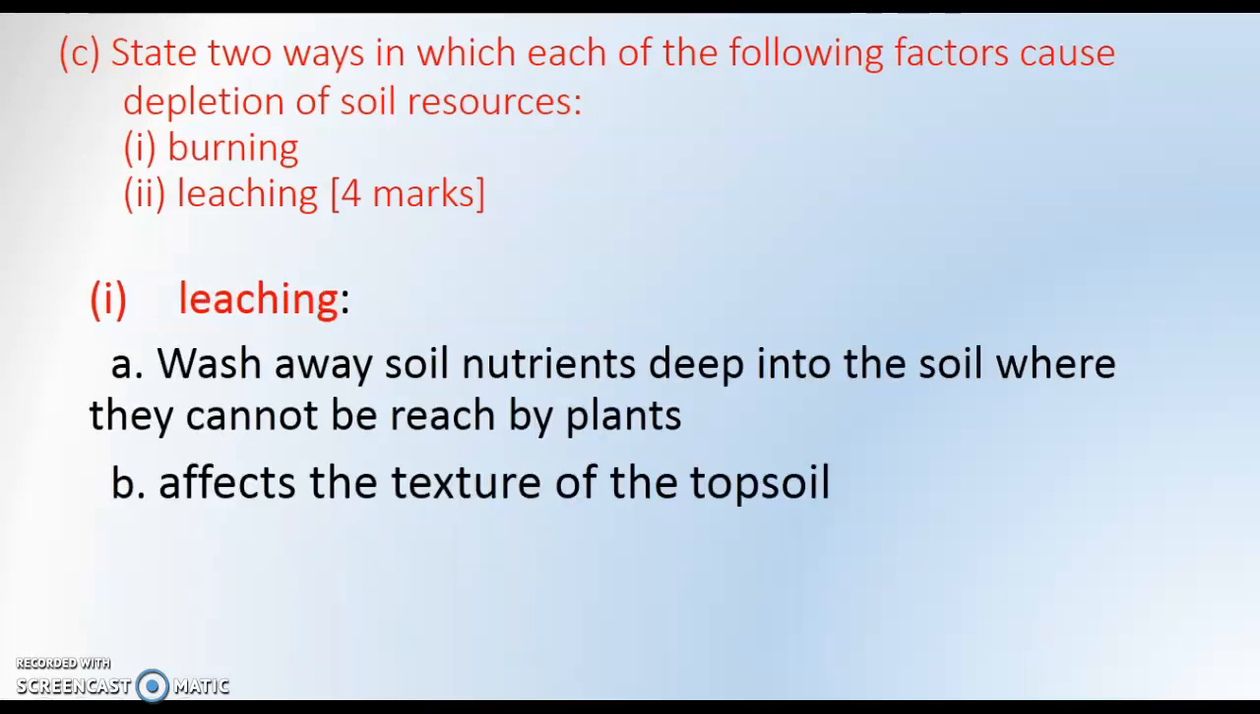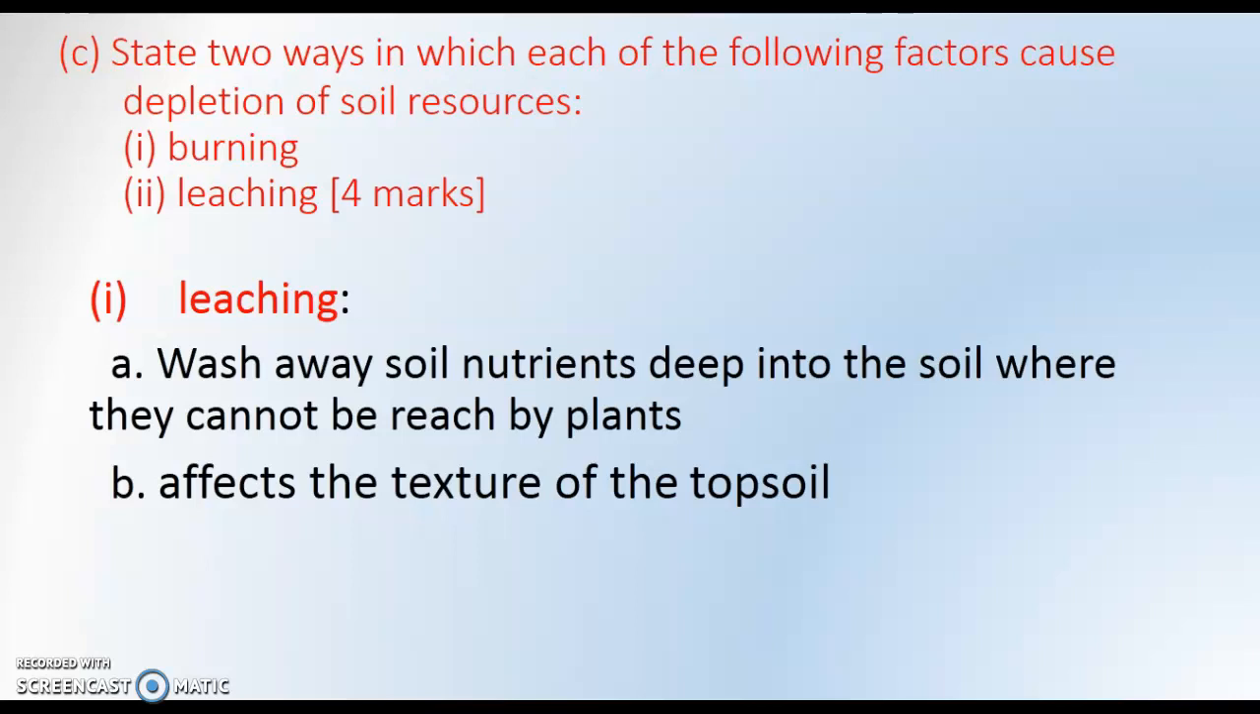Then let's look at leaching. Leaching is the washing away of nutrients deep into the soil, where most plant roots cannot reach. So there's a difference between soil erosion and leaching. Leaching is washing as well, but deep into the soil. But soil erosion usually occurs at the surface, where the soil nutrient is washed from one place to another place.